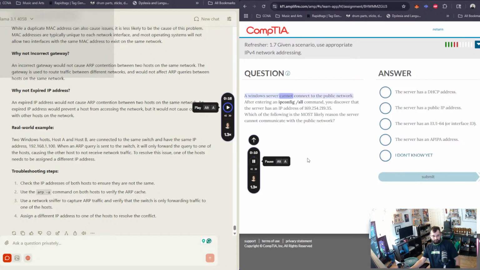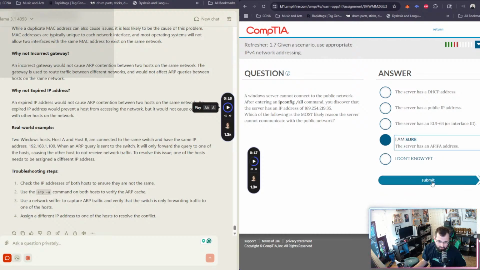A Windows server cannot connect to the public network. After entering an ipconfig /all command, you discover that the server has an IP address of 169.254.219. The server has an APIPA address.